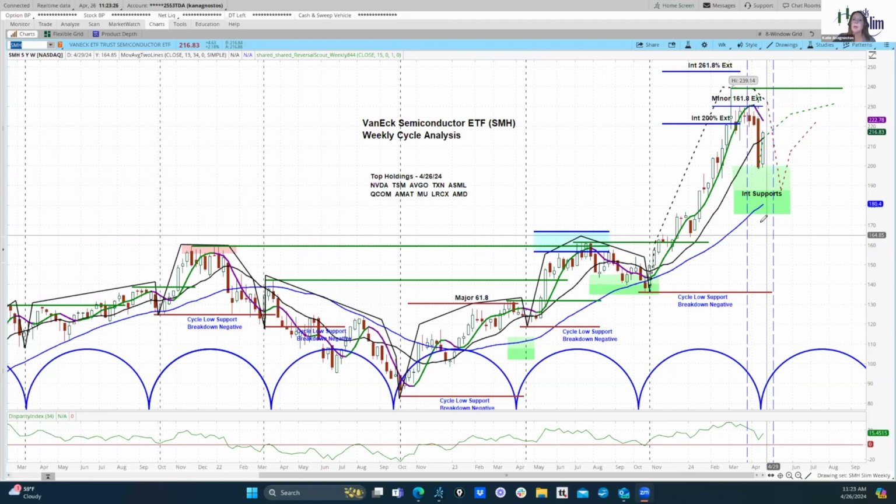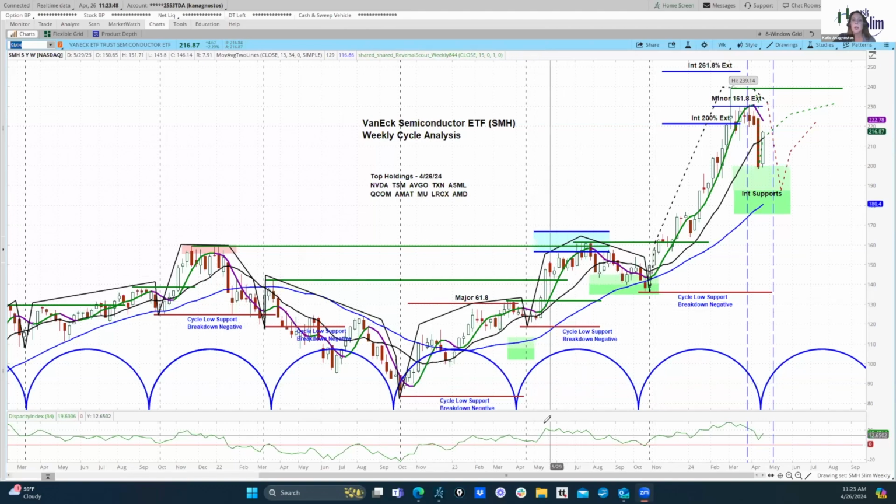Our proprietary momentum indicator on the weekly chart is the reversal scout. It turned negative here shortly after the cycle peak had formed. It is still negative, so we want to see that return to positive to help us confirm that the cycle low is in place, similar to what happened back here, back here, back here, etc.